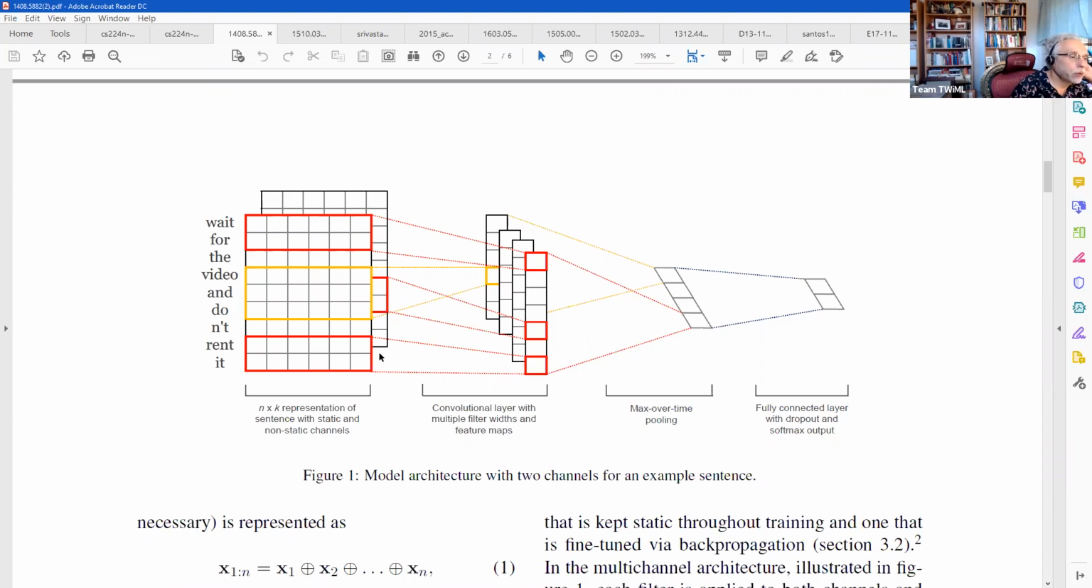Okay, so the first thing he does is he has a convolutional layer with multiple filter widths and feature maps. We already saw this in another paper. What's a feature map? Well, a feature map is when you run this convolution, let's say this one here, a length 2 convolution, you run it down the sentence, and for each pair of words, you get an output. So that would map to one output. That would map to the next one.